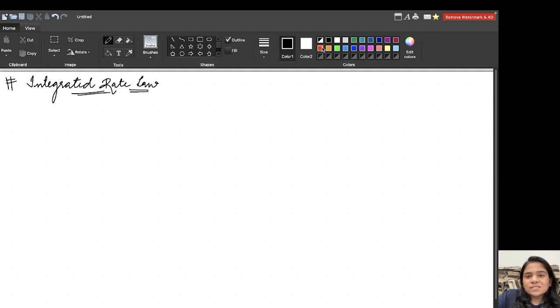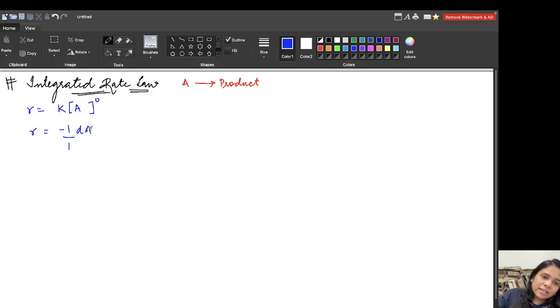Now for the previous reaction, A giving product, you can write the rate of reaction in two fashions. First fashion: R equals K A raised to the power 0. Next, R equals minus 1 by 1 dA by dt. These are the two fashions in which you can write the rate of the reaction. We know both will be same, so just equate these both. Equating 1 and 2, what will you be getting?